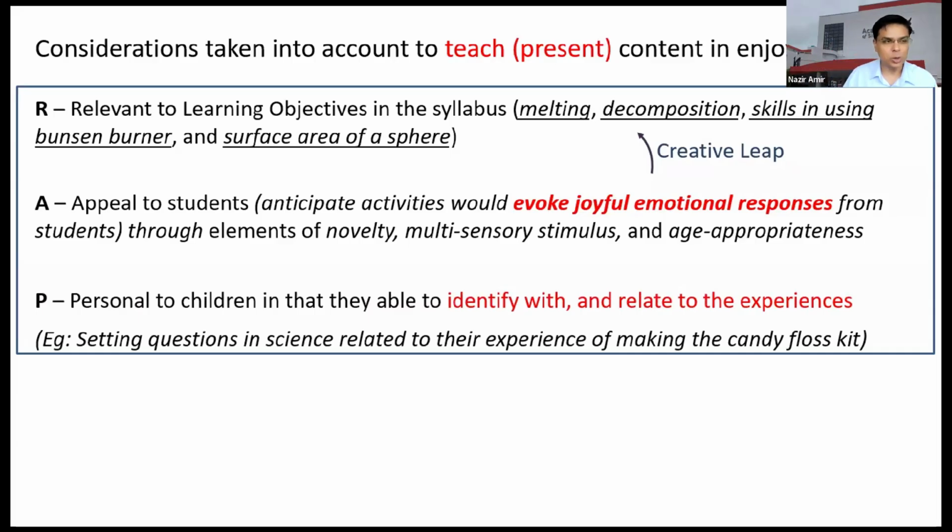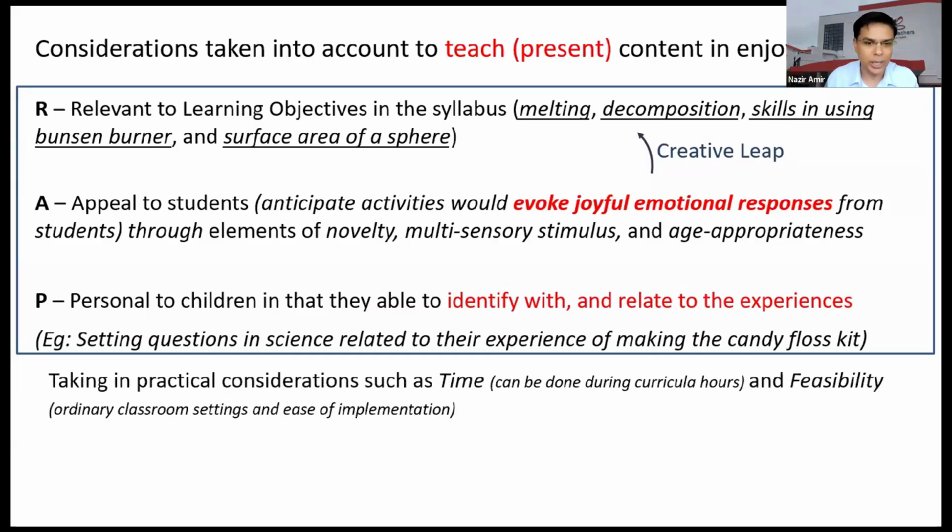I also want to take into consideration that each lesson is about 1 hour. Can I do all this in 1 hour? And can I do all this with simple materials, not expensive, the feasibility? So we see the letters RAP here. I am thinking first it is the A, appeal, and then the R, and then the P.